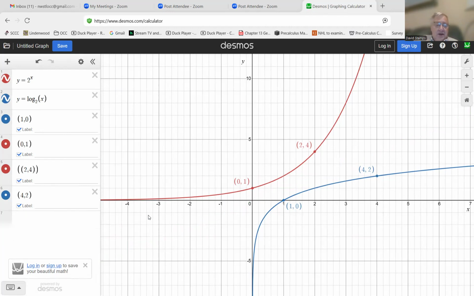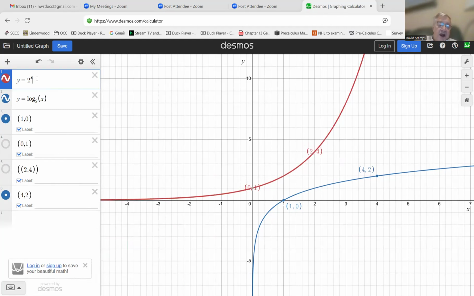Now, as I said earlier, watch the blue graph. The vertical axis is the line x equals 0, and that is a vertical asymptote of the logarithm graph. This is when you have a base of 2, which is bigger than 1. If the base is bigger than 1, it'll look like this, just for the record. Let's put that point back on, and let's get rid of the red points.